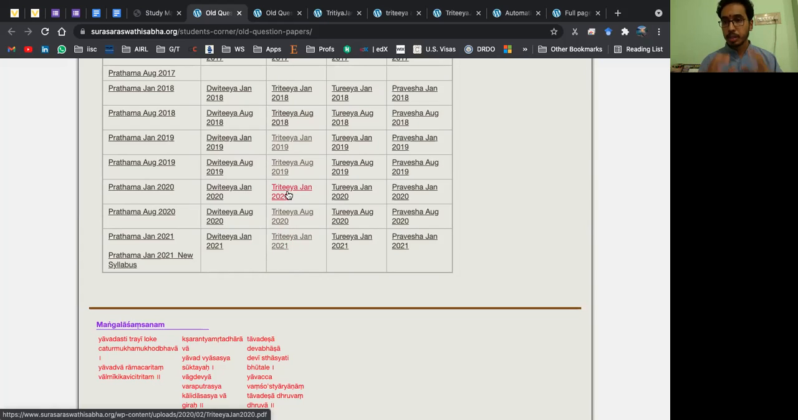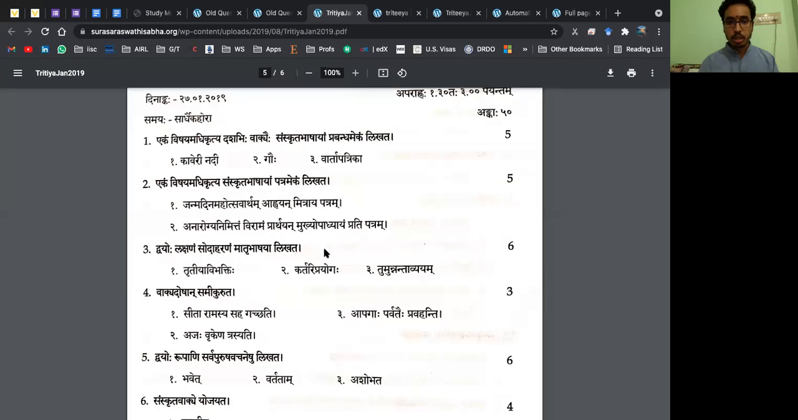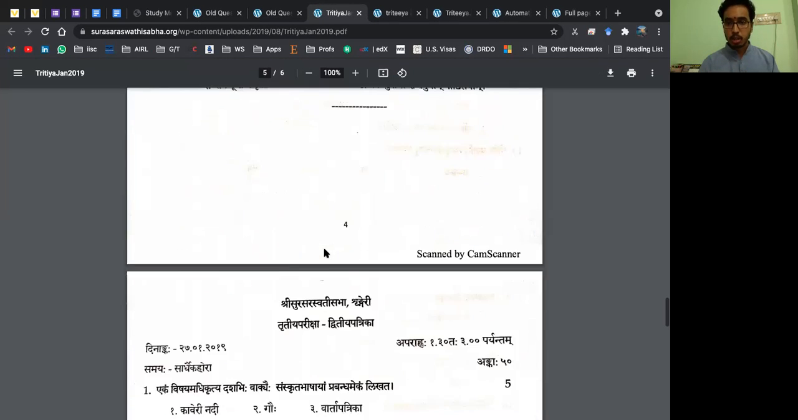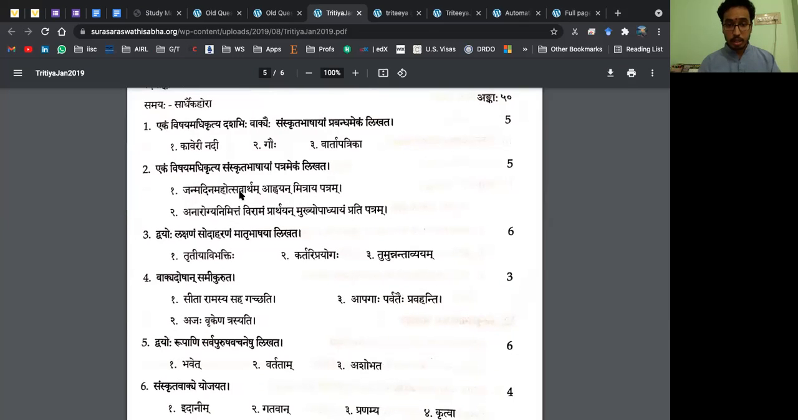Or if you want some specific questions, you want to know all the letters that have been given by Sanskrit Sabha, then you can open these. If you open it, it will show like this. So this is how the exam will show, or the paper will show. So again, this was what I was telling you.